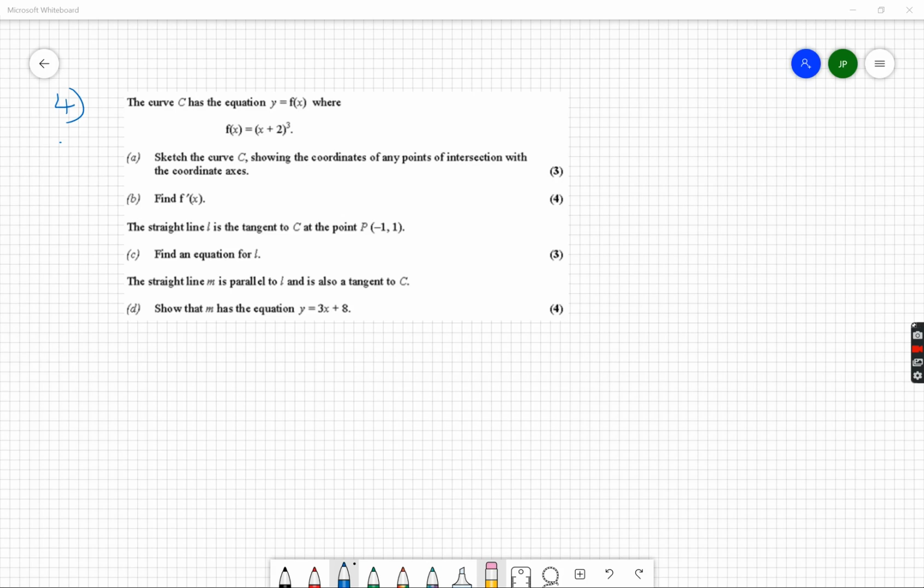Curve. So question 4, we are given the curve C with the equation y equals f of x, where f of x is (x plus 2) cubed. So first thing we've got to do is sketch the curve. Now, whenever we sketch, we always have to label our points of intersection.